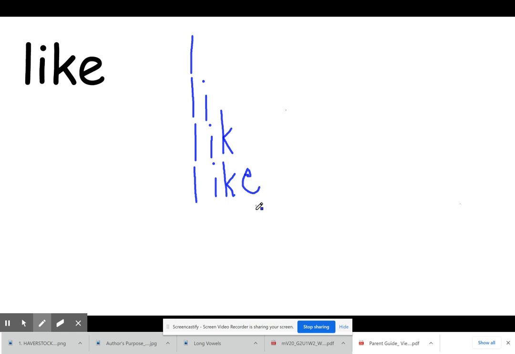Okay, now think of a sentence that you could use with the word like. You might say, we like to play. You might say, I like to jump. You might put, my mom and dad like to read. But this time you're going to think of a sentence all by yourself and do your very best to write a sentence underneath your stair steps using the word like.